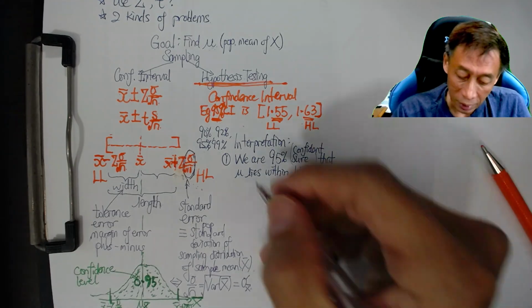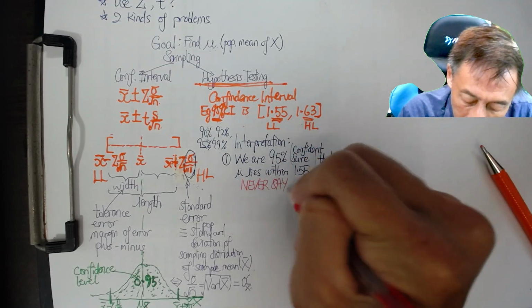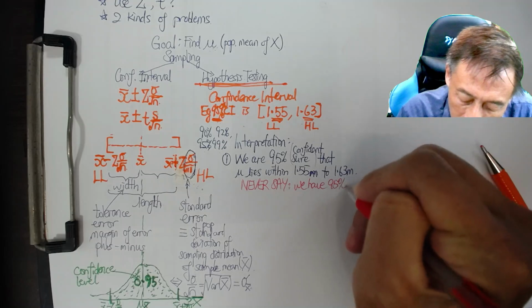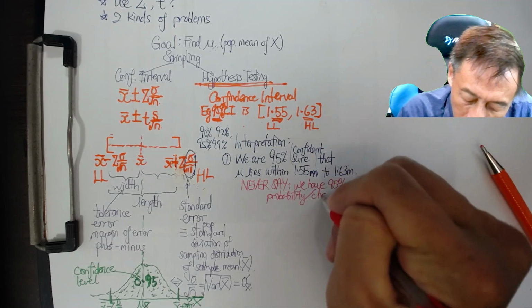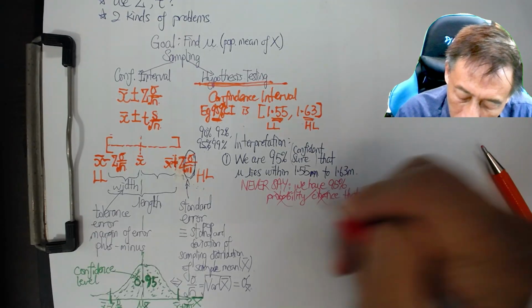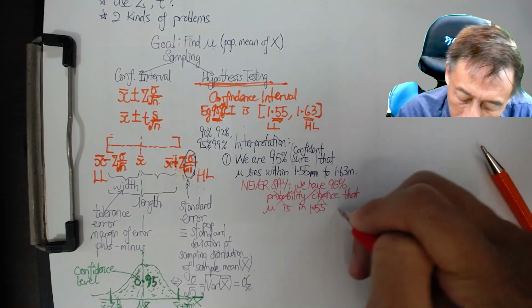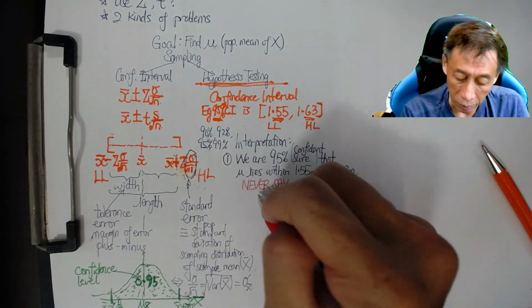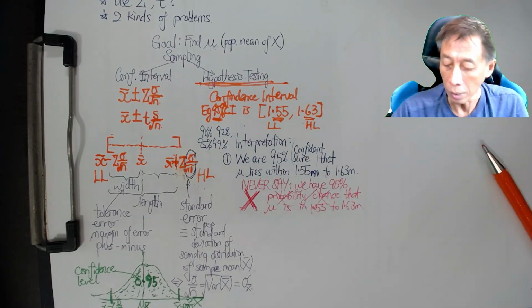So as a side, never say we have 95% probability or chance. These are all considered wrong, right? That mu is in 1.55 to 1.63 meters. So never say that. Right? So this is a big no, big wrong. Okay. Now that's number one.